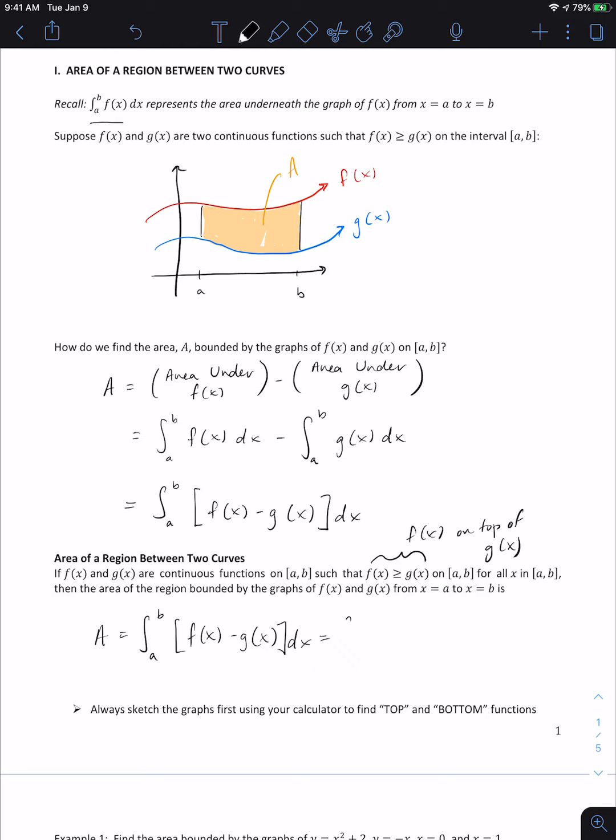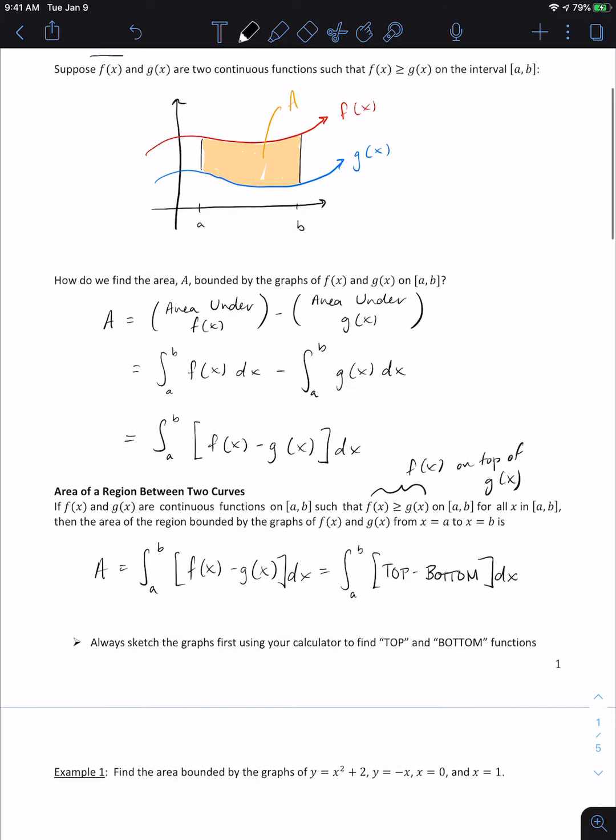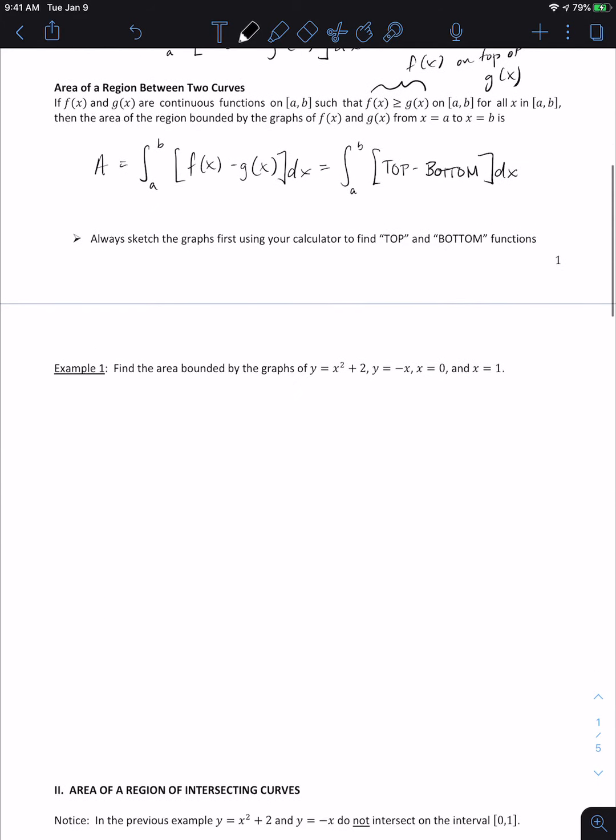Another way I like to think about this is the integral from a to b. This is a little bit more informal, but it's really just always going to be the top function minus the bottom function. So if the question asks, like the next example will ask us, to find the area bounded by two curves, I need to graph those curves and see which one's the top and which one's the bottom, and then I just take the integral from the beginning to the end of the top function minus the bottom function.